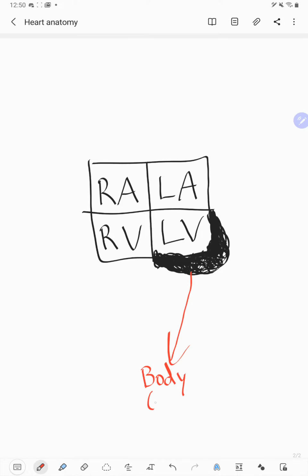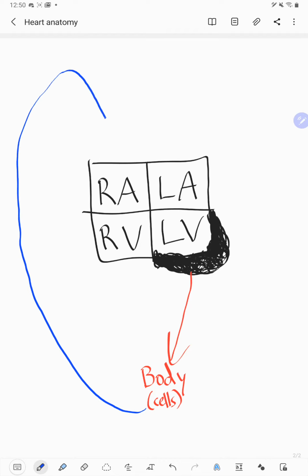So I'm gonna put in parentheses, when it's going to the rest of the body, it's going to all the cells in the body. And we're going to have some gas exchange, and then once the cells take that oxygen, the blood is no longer oxygenated. It is now filled with carbon dioxide. So this deoxygenated blood needs to go back to the heart. And when it goes back to the heart, it's going to go up through the vena cava and into the right atrium.